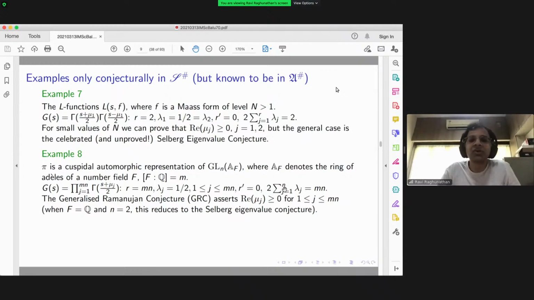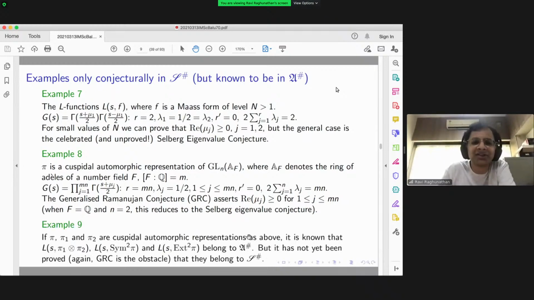These functions are known to be in A sharp. We know that they have a meromorphic continuation with a finite number of poles. We know they have a functional equation with this G(s). What we don't know is the generalized Ramanujan conjecture, and that would tell you essentially that real mu j is greater than or equal to 0. The very special case F equals Q and N equals 2 itself is not known. That is the Selberg eigenvalue conjecture. Of course, this very general conjecture is very, very far from being known, and I don't think people have any idea how to attack such a question in general.